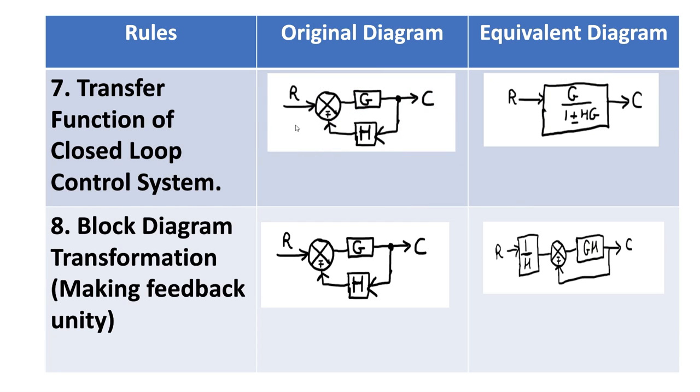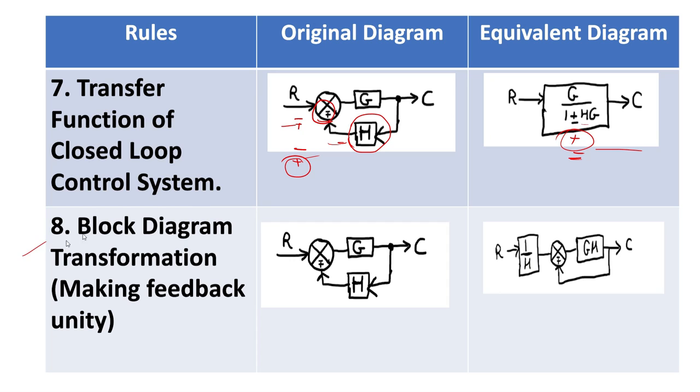The important thing here to remember is this sign. See, this is minus plus, so we are getting here plus minus. If here it is minus, then you will get plus here, and if here it is plus, then you will get minus here. So if you have positive feedback, then here it will be subtracted, and if you have negative feedback, then here it would be added.